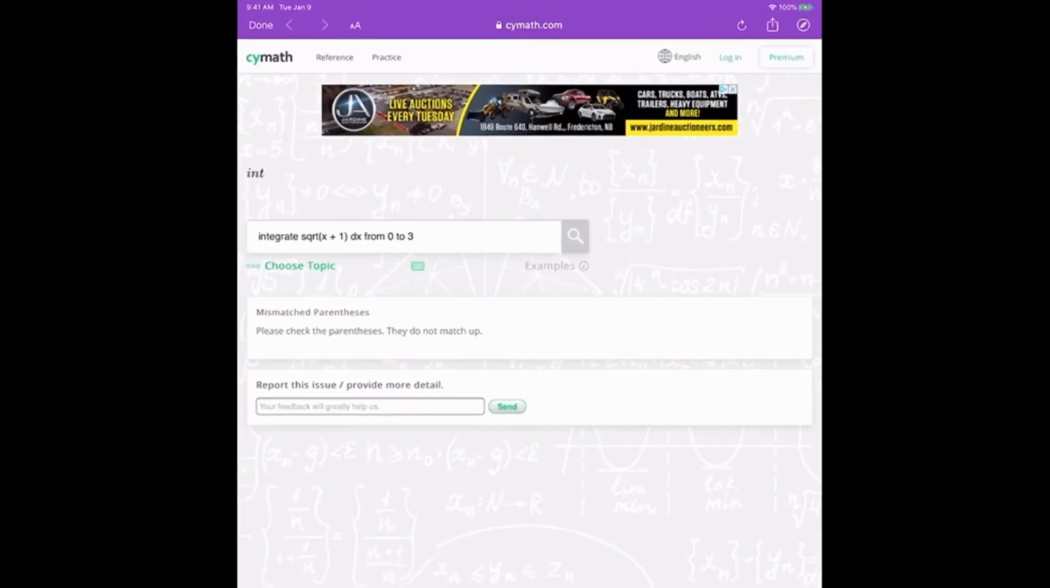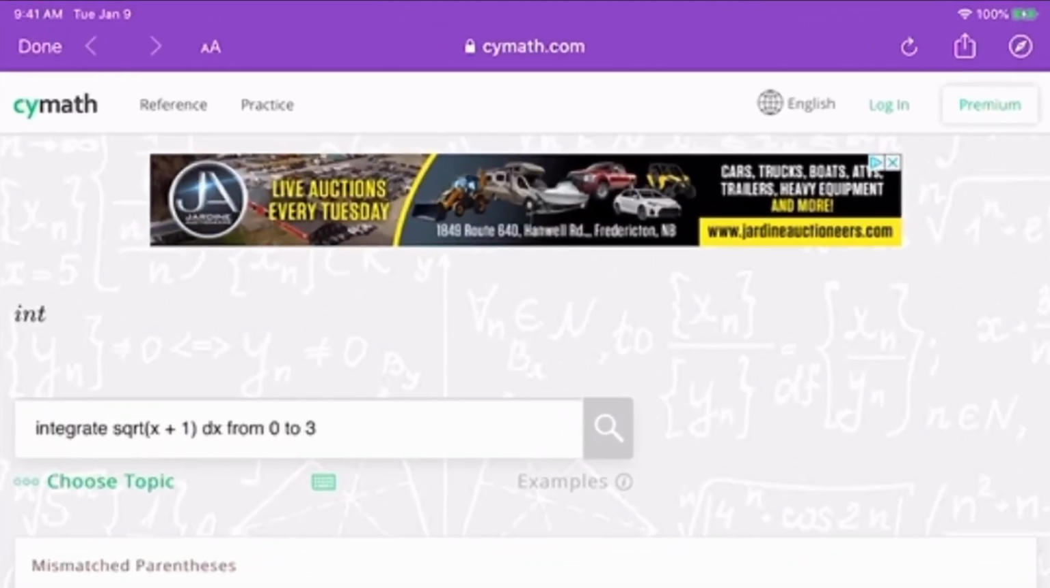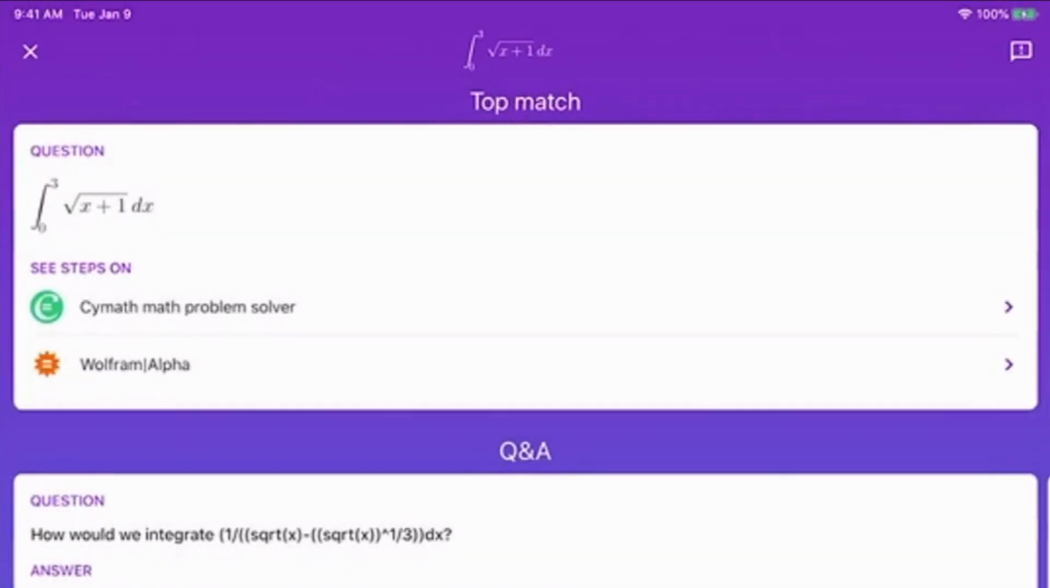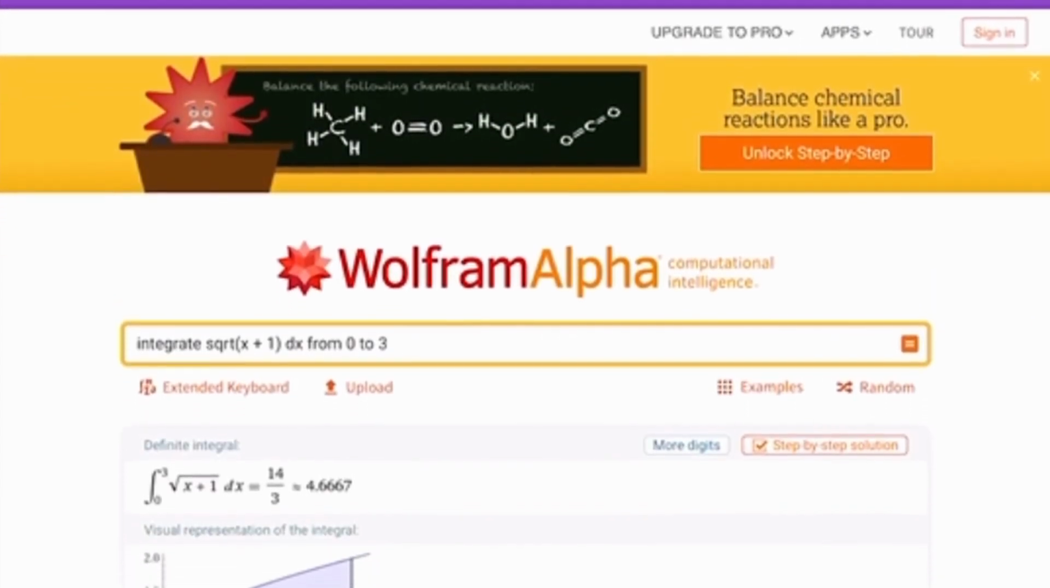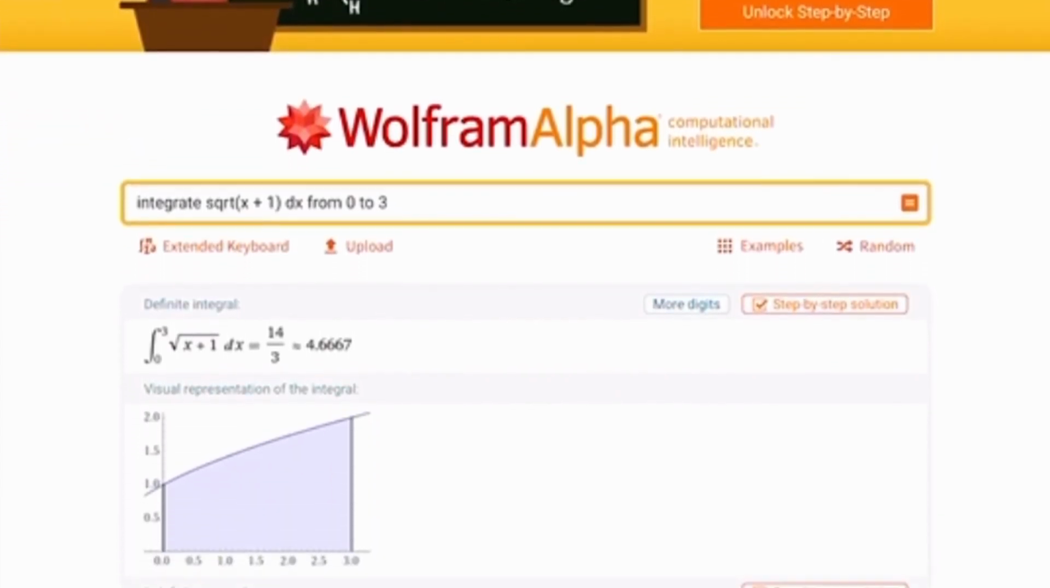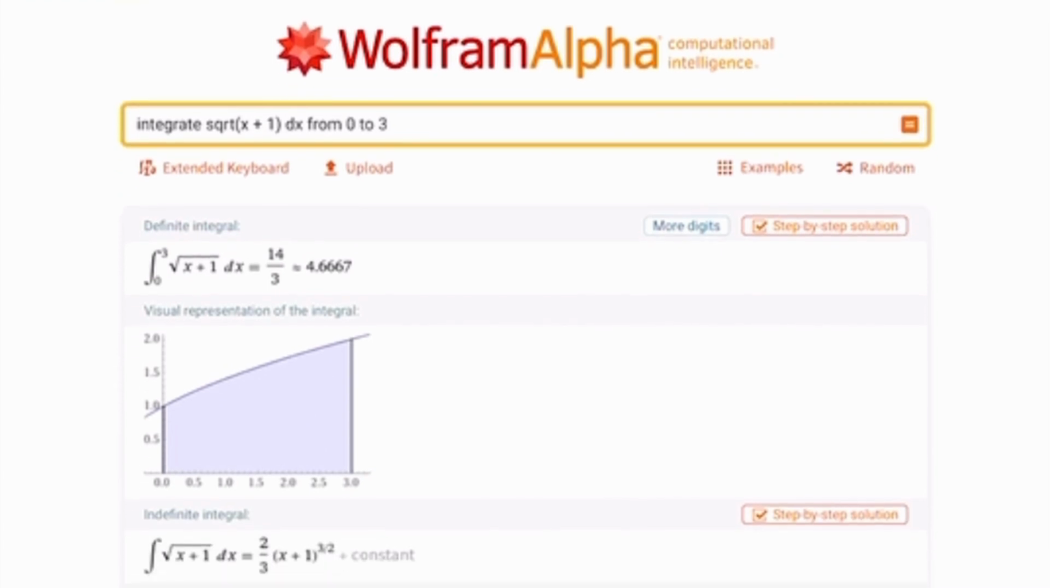Yeah, it looks more like a search engine here, so it's not as quick and intuitive as the other ones. Maybe Wolfram Alpha. Let's see what they come up with. Okay, so this is a solution by Wolfram, and it also depicts graphically the integral over that area from 0 to 3. So that's nicely done. It gives you the solution. It's a good one here.